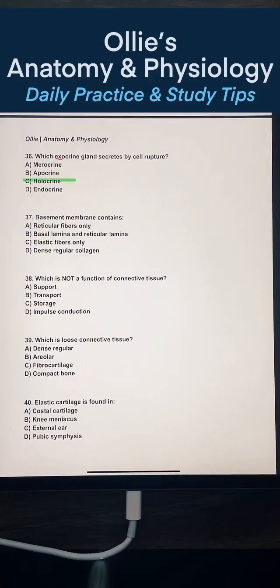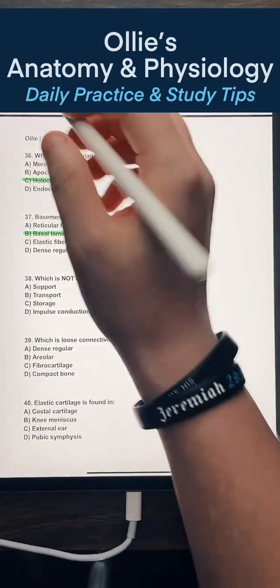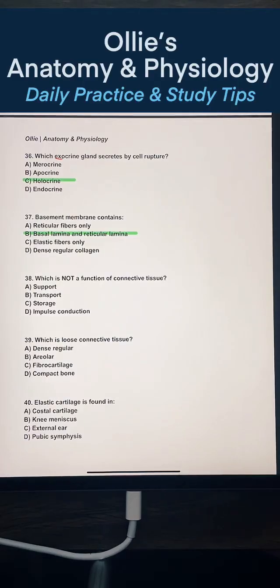It came up in a tutoring session, so that's why I wanted to make sure that people knew it. Number 37, the basement membrane, the answer here is going to be B. Your basal lamina and your reticular lamina. The basement membrane is your basal lamina, your epithelium, then your reticular lamina is your connective. Reticular fibers alone, or elastic collagen only, would be an incomplete description.